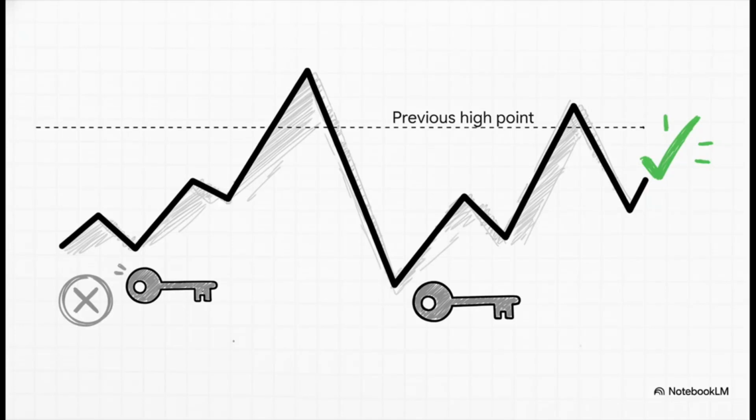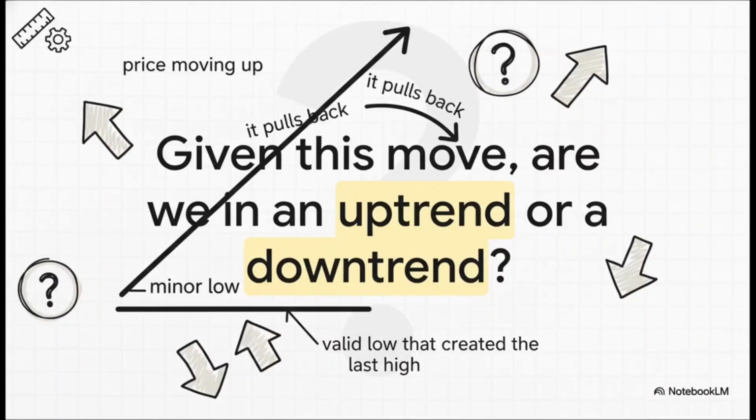So if you remember one thing from this step, make it this rule right here. For a low to be considered a key part of the structure, a valid low, the move that comes after it has to be strong enough to break the previous high. If it doesn't, then that low is basically irrelevant. You just ignore it.